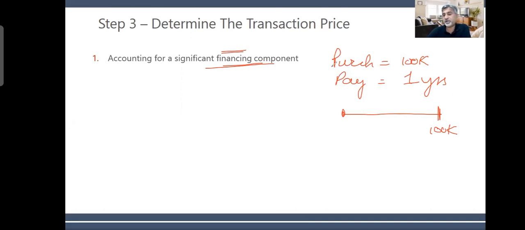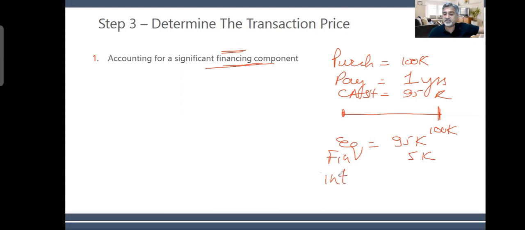I think that the cash price should be less than 100K, because he says, give me 100K after 1 year. I say, I'm giving it now. So if I say, give me now, he says, give me 95K. I'll be happy. If you give me 95K today, I'm fine. But if you pay after 1 year, I'll take 100K. So it means that this equipment is actually only 95K. And inside it, 5K is the financing component. Financing component means interest, because there's a concept of time value of money.